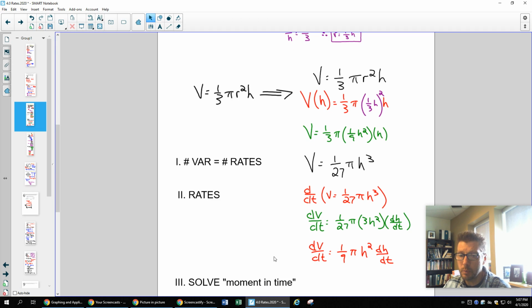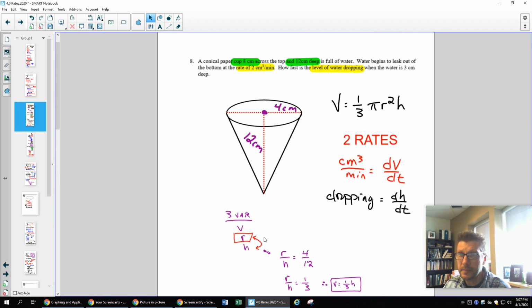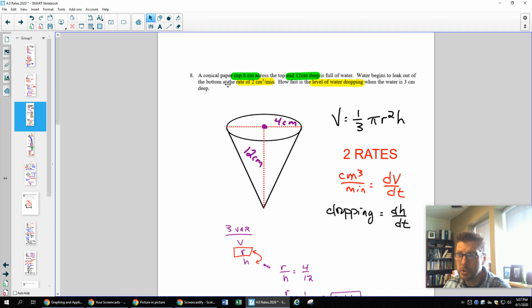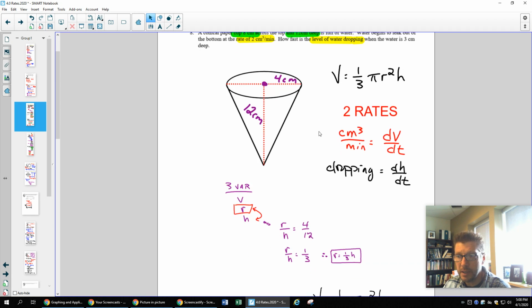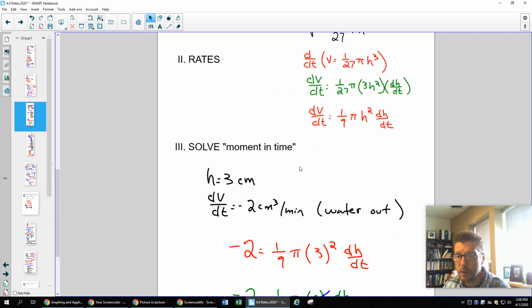So now we want to solve for the moment in time. Again, look at the problem and understand that we're talking about when the water is 3 centimeters deep. Man, we're being nice again. We haven't had to do any work yet to figure out h. There are going to be questions at some point where we're going to have to figure out your own h. So we needed the h. We were given h. We need dV/dt. We are given dV/dt. The volume's coming out at -2 centimeters cubed per minute.